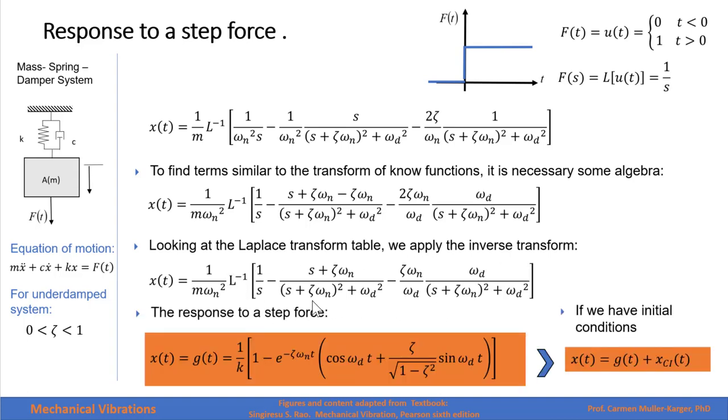Finally, we apply the inverse Laplace transform. This one here becomes 1 over k, because m times omega n squared is k, and for 1 over s, the inverse is 1. This term over here becomes e to the negative zeta omega n t cosine of omega d t, and this over here becomes this term over here. This is the response that we call g(t), and it's the response for a unitary step force. And for the total response, remember that we always have to add the response for the initial conditions.